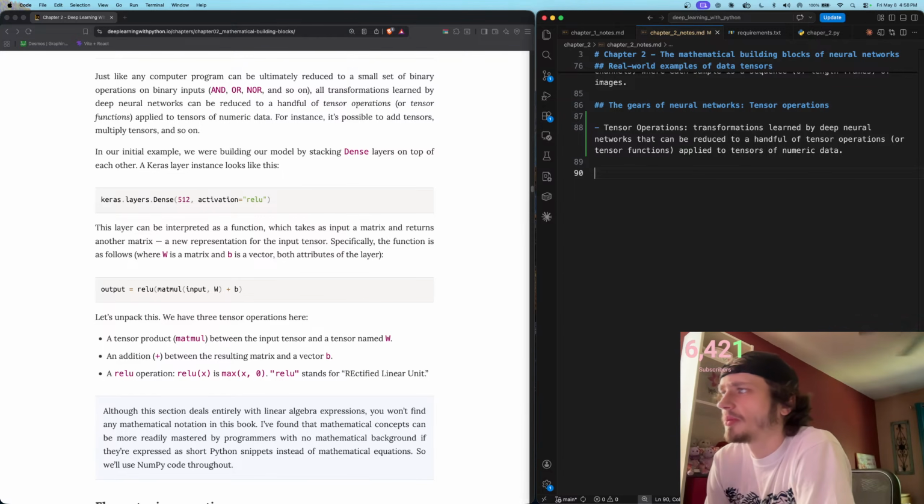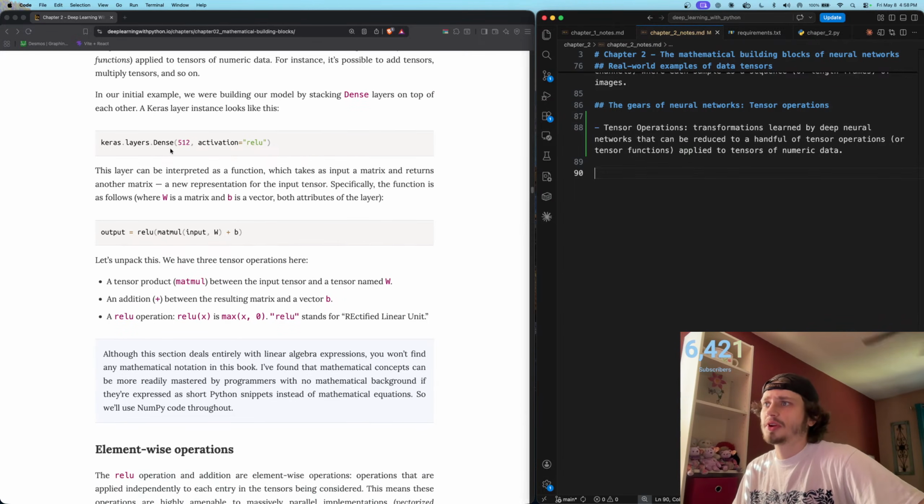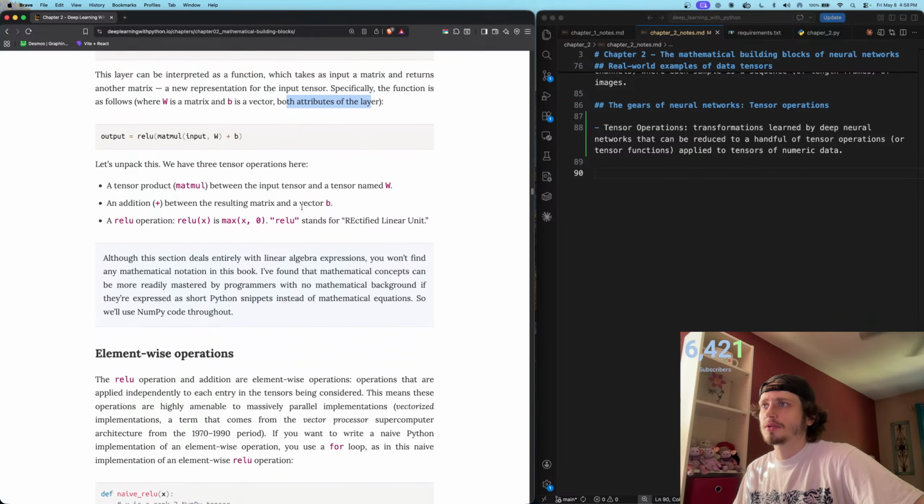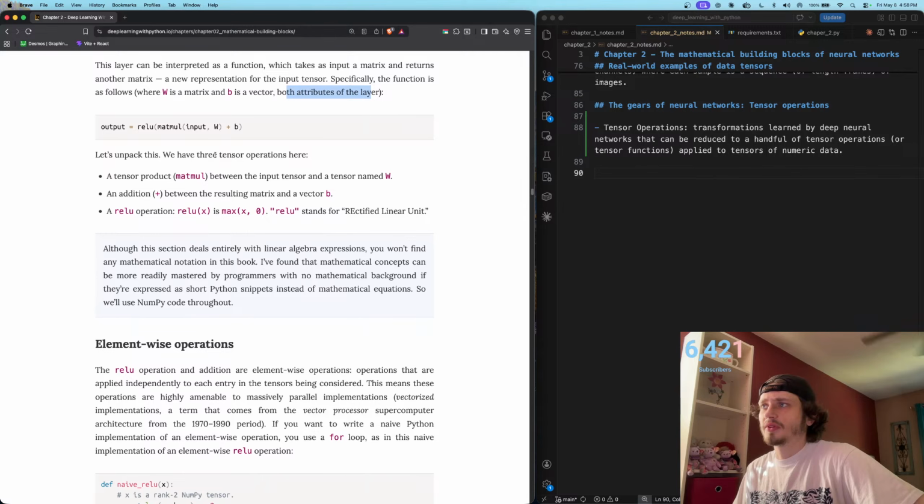In our example, we're building a model by stacking dense layers on top of one another. This layer can be interpreted as a function, which takes a matrix as input and returns another matrix, a new representation of the data. The function uses W, a matrix, and B, a vector, both attributes of the layer. We have three tensor operations: a product (matmul) going on, in addition.